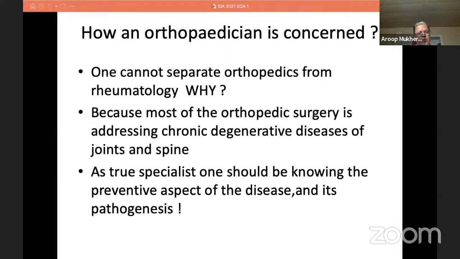We inherit arthritis from our generations, but our lifestyle makes the gene more penetrable, and the manifestation of the disease is more common in a sedentary lifestyle, in a malnourished person, or in a person who is moving where the pollution is at a higher level. As a true specialist, one should know the preventive aspect of the disease and its pathogenesis. But when a person asks a joint replacement surgeon how can I prevent a joint replacement, it is a laughable thing, because the joint replacement surgeon's main income is from replacing the joint. You can't ask a joint replacement surgeon how to prevent the joint replacement, which is his bread and butter.